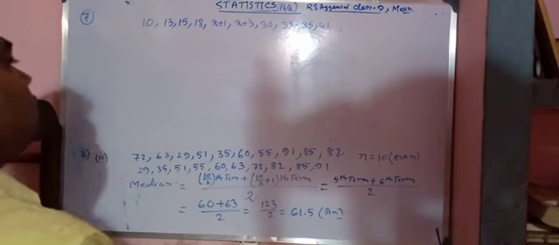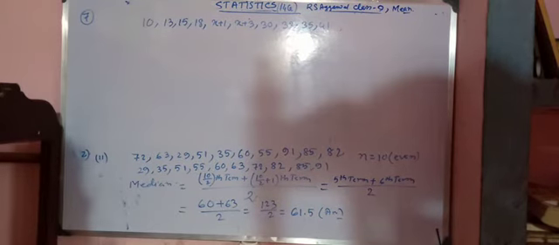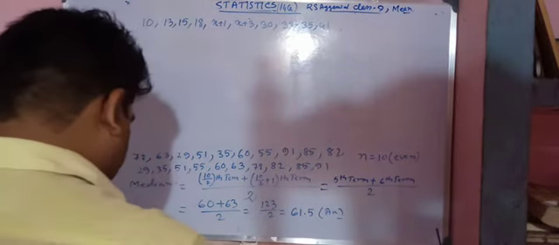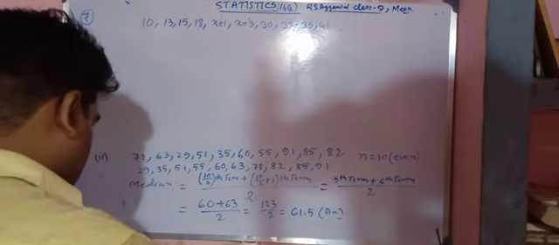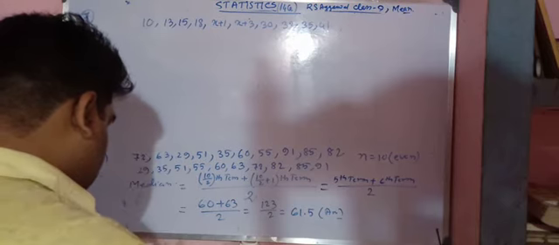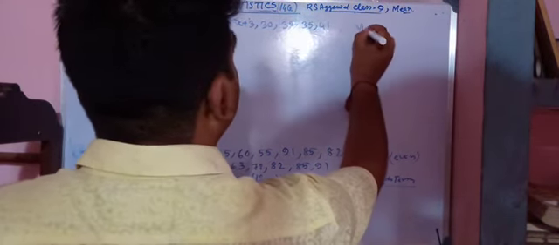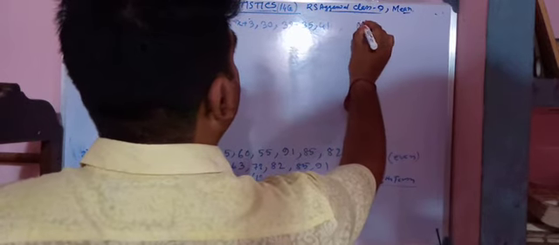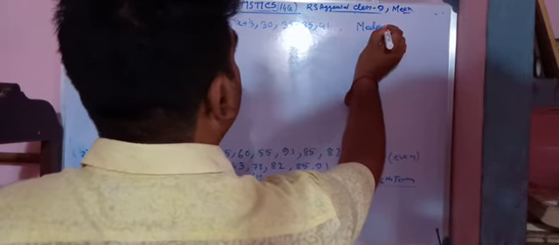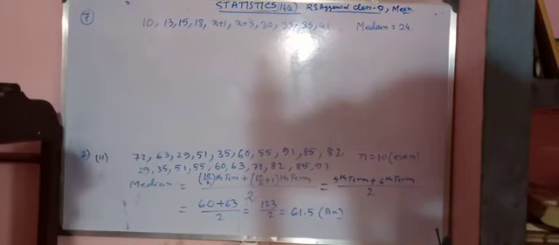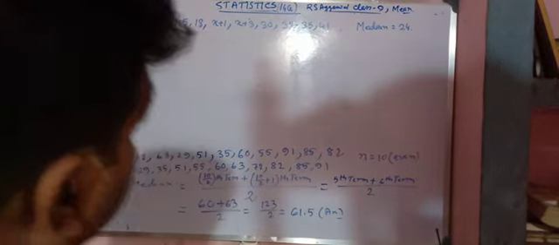Okay, so we don't have to write the data in ascending order. These are in ascending order with 10 observations with median equal to 24. Median is equal to 24. So we have to find the value of x for that.